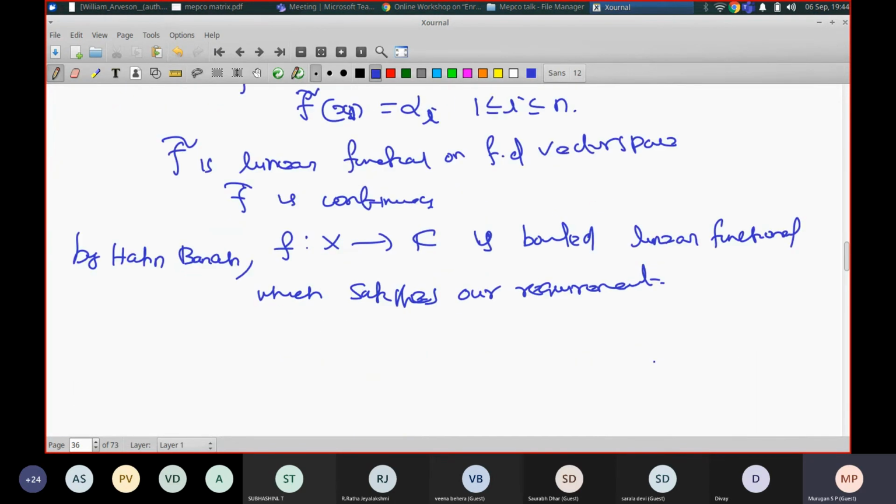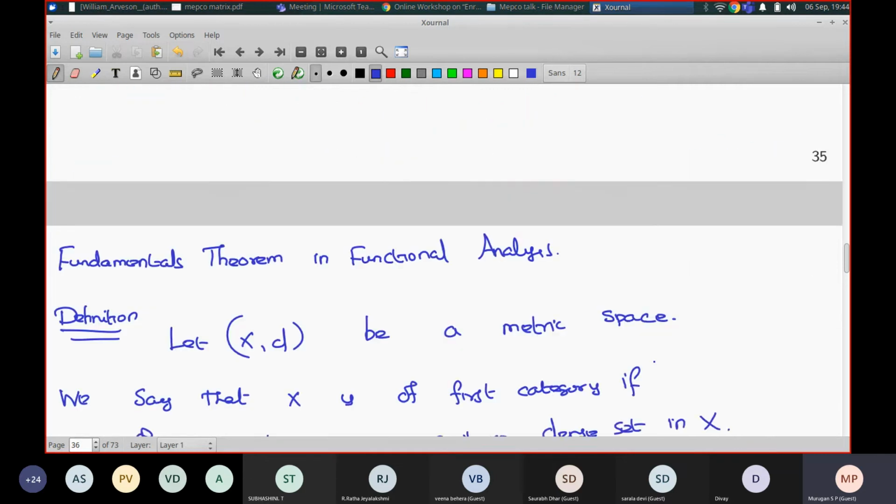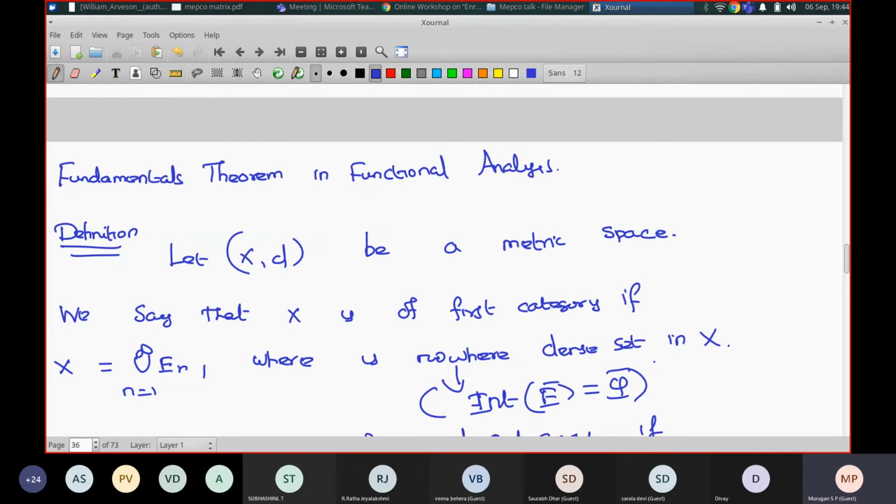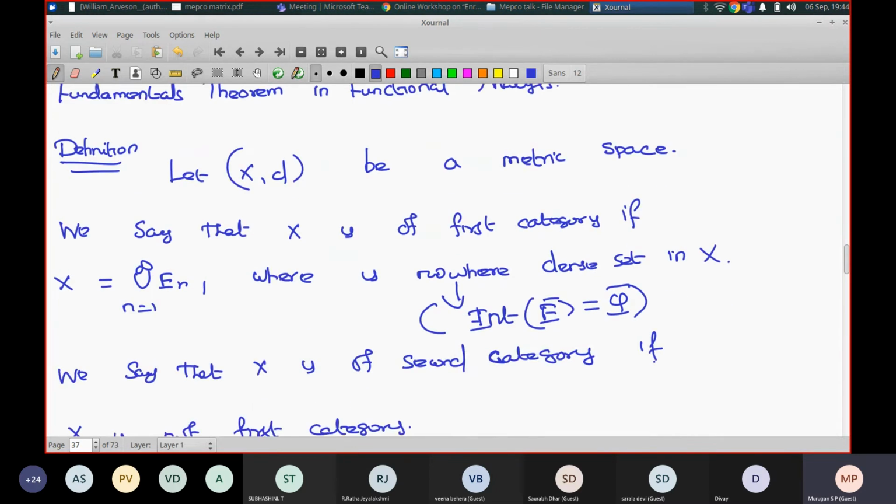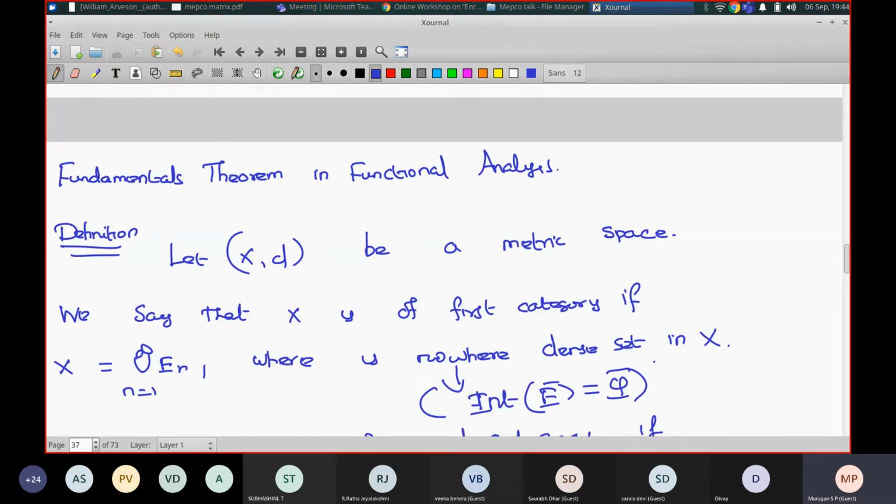I will send the PDF file. If you have doubts, you can ask me anytime, because I need to cover the time. Now some fundamental theorems in functional analysis. I will recall a few definitions from metric space theory and topological space theory also.